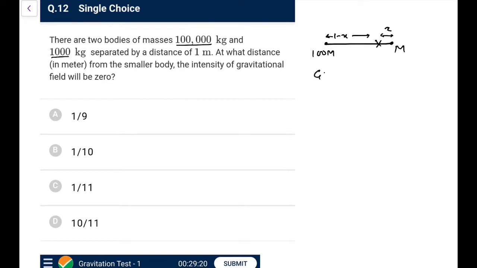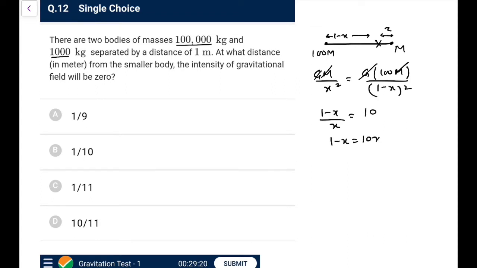So for the field to be 0, GM by x squared has to be equal to G into 100m by (1 minus x) whole squared. So this m and G get cancelled. If I take the root, I know x is less than 1, so no plus minus. 1 minus x by x is 10, so 1 minus x is 10x. So x comes out as 1 by 11. You can go for option C. Nice asked question, easy but asked beautifully.